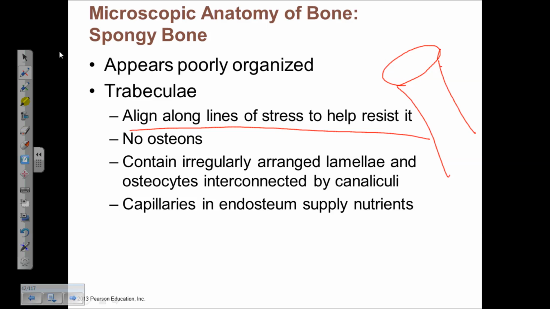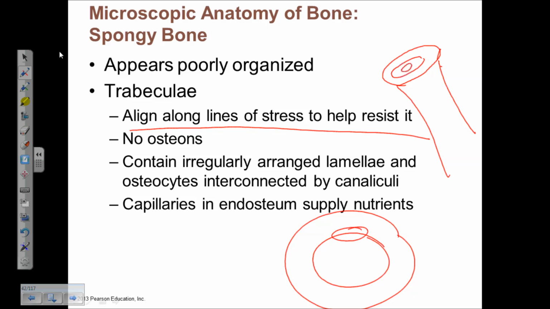So you have that cut. You will see lamellae, okay? On the cross section of one of these trabeculae, you will see lamellae. You will not see central canal. You will not see nerves. You will not see blood vessels. However, you will still see lacunae with osteocytes and canaliculi. So the major difference is that there is no Haversian system, there are no osteons in the spongy bone. Okay?